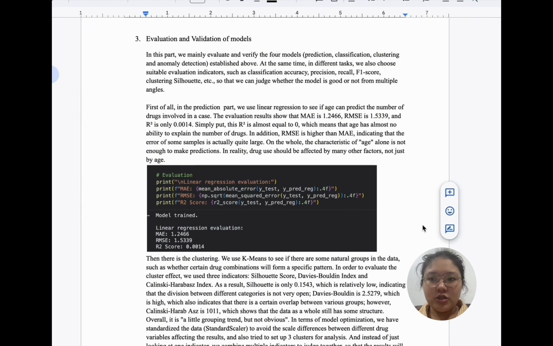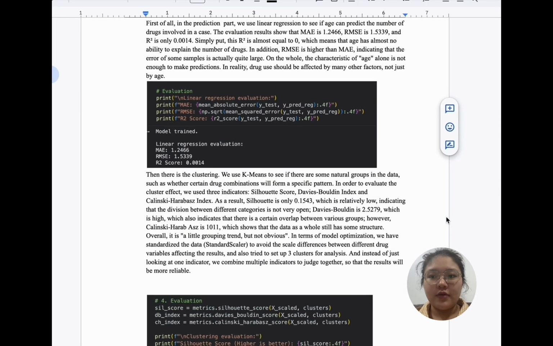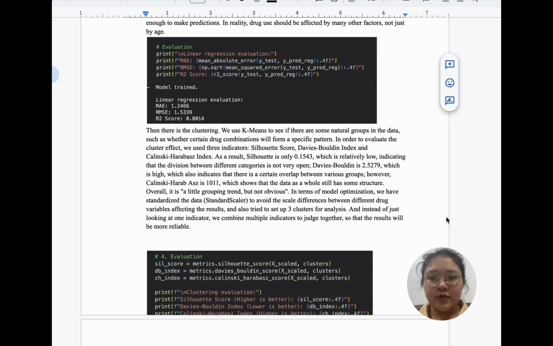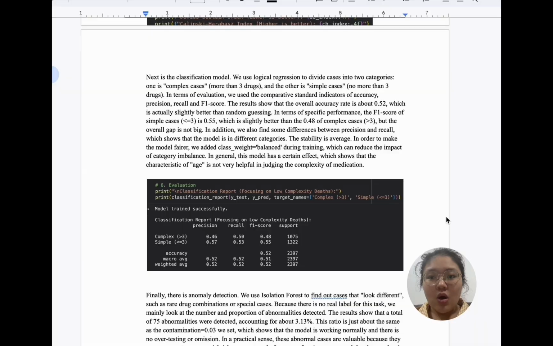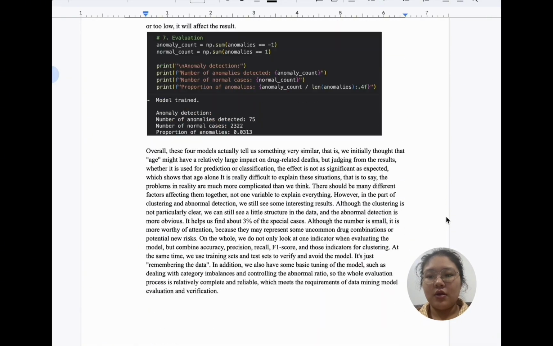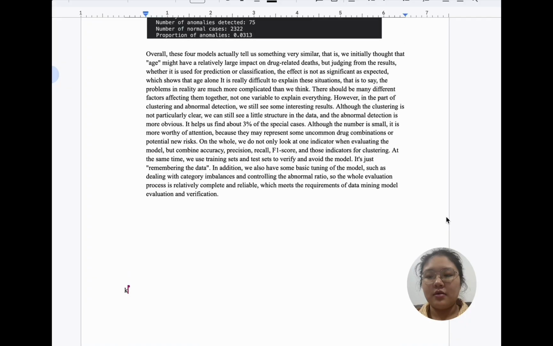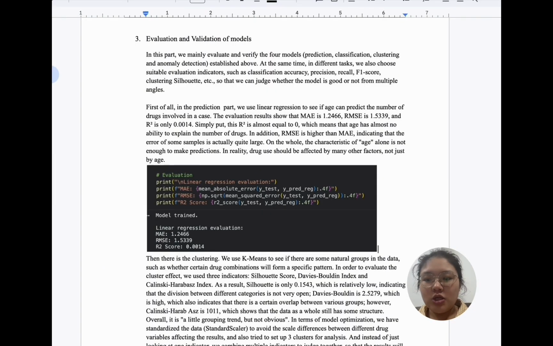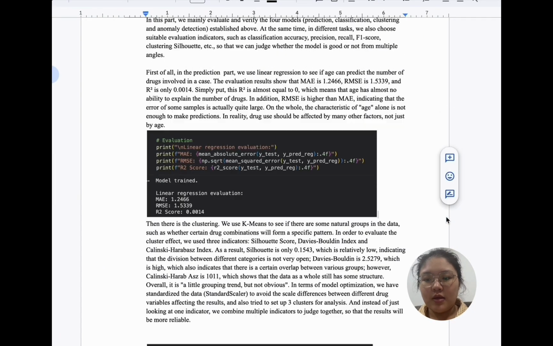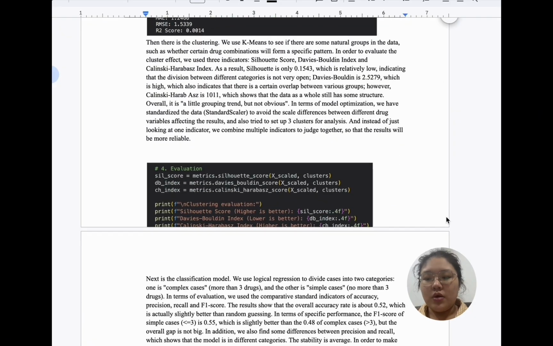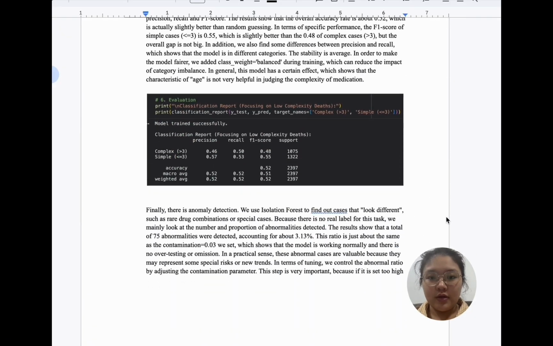For model selection, we choose the model based on the task, like regression for prediction and logistic regression for classification. We also did some basic tuning, such as handling class imbalance and adjusting anomaly proportion. For validation, we use a train-test split to make sure the model generalizes well, and we use multiple metrics together.